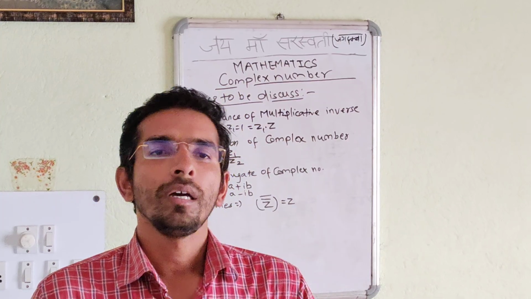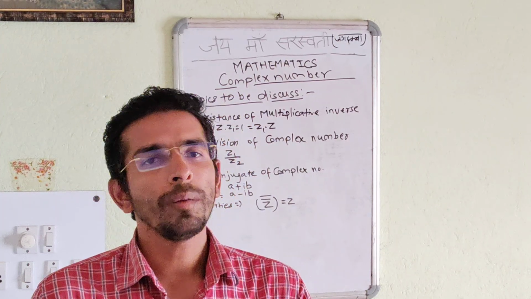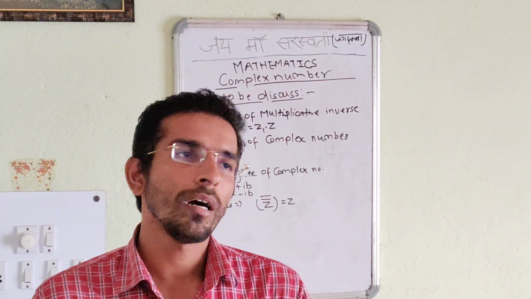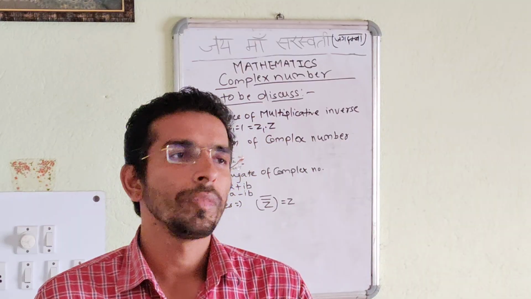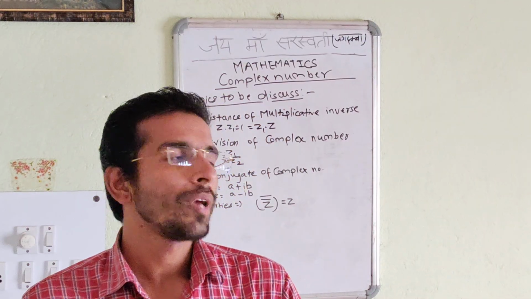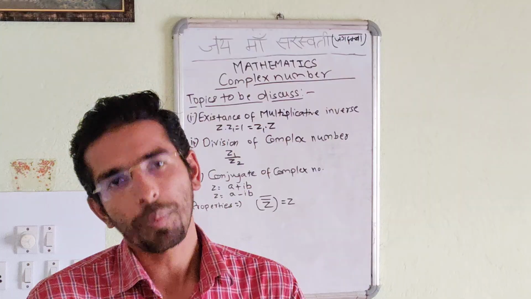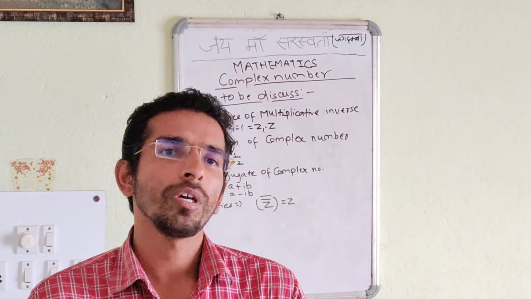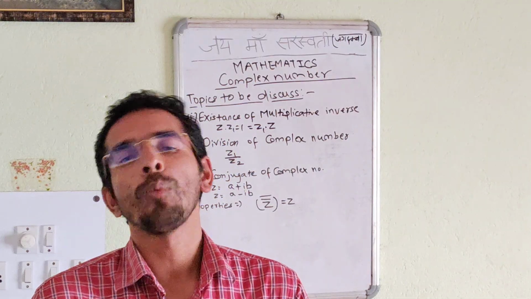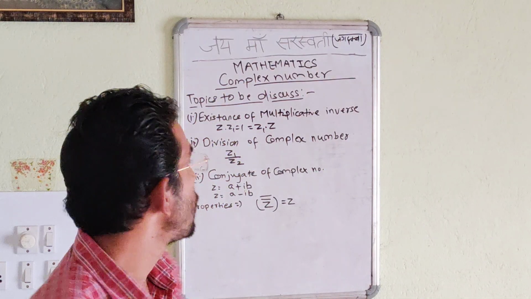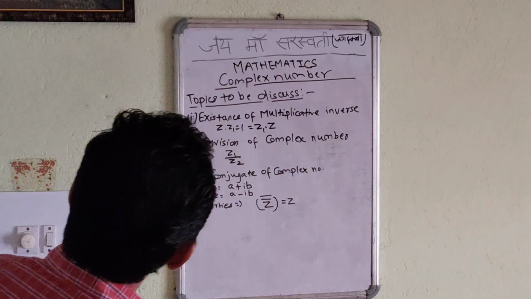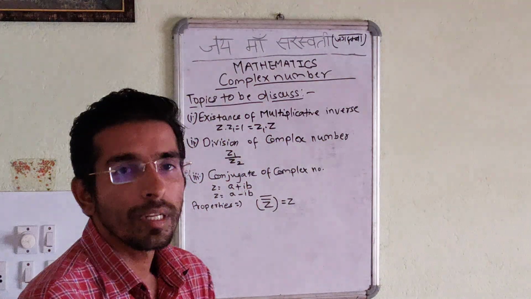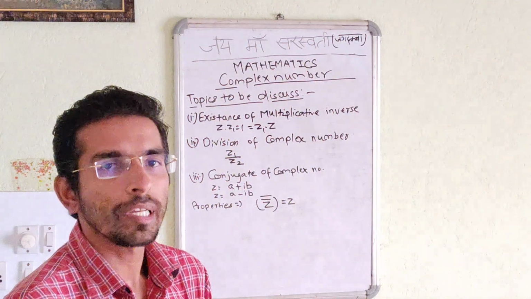Similarly, we have covered multiplication, but certain portions remain, and we will be covering those topics today. Today we are going to discuss some important topics pertaining to complex numbers, which will be very helpful for solving tedious or complex numerical problems. First of all, the very first topic is the existence of the multiplicative inverse.